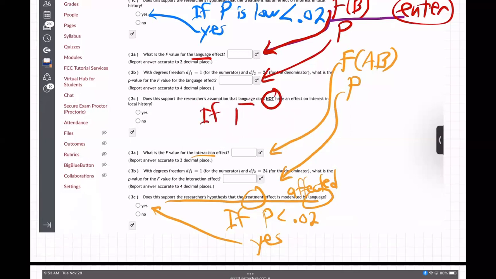So if the P is not low, then it's a yes. The researcher was right. It does not affect it. You see what I'm saying? They're being tricky. Basically, if the P is low, that thing affects it. And they're saying, hey, he thought it doesn't affect it. Is he right? So if the P is not low, then he's right. It doesn't affect it. Watch out. They're asking us a not question, which is always tricky on that.